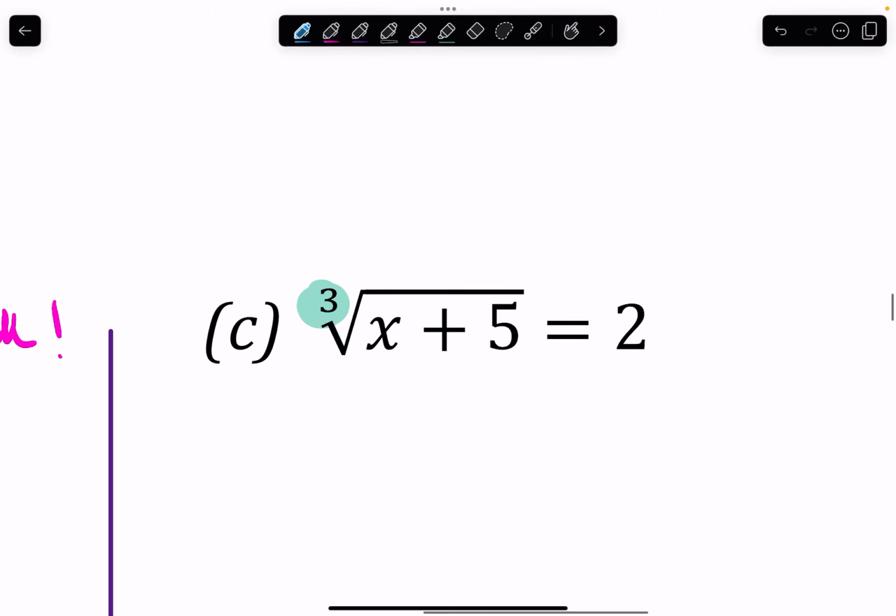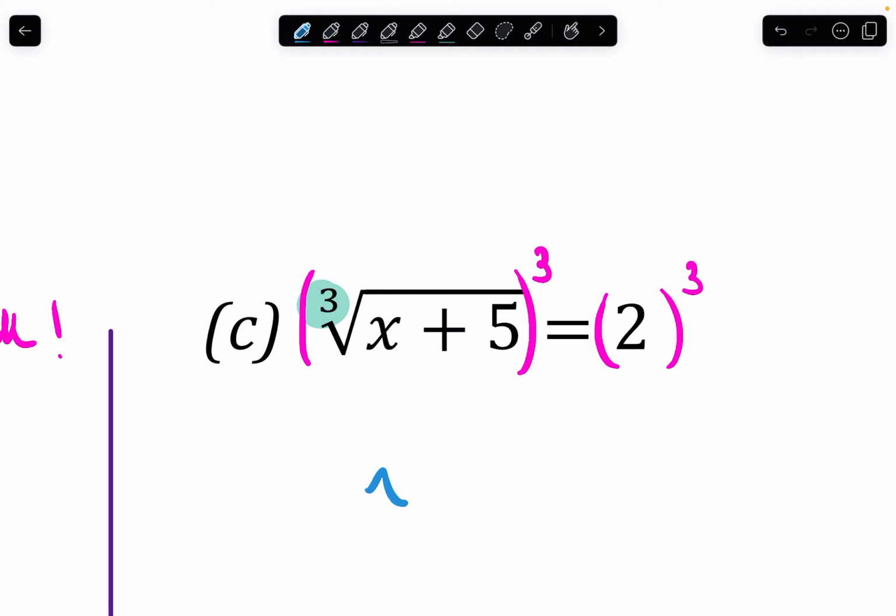The cube root is still the same idea in solving. It's already isolated, so we don't need to move anything around. What we're going to do immediately is cube both sides. Don't accidentally square it, make sure you cube it. The cube undoes the cube root, so it's the same idea as squaring a square root.